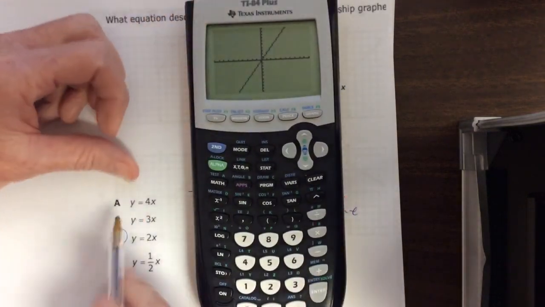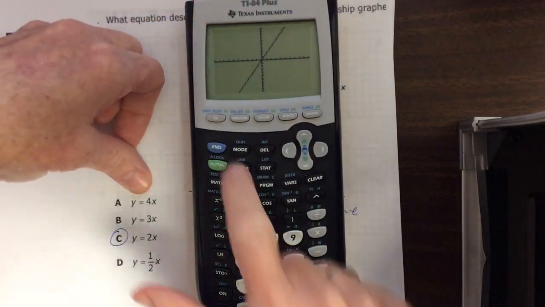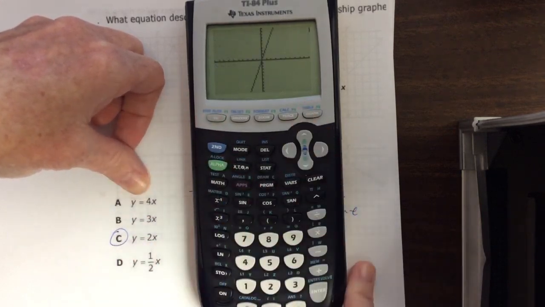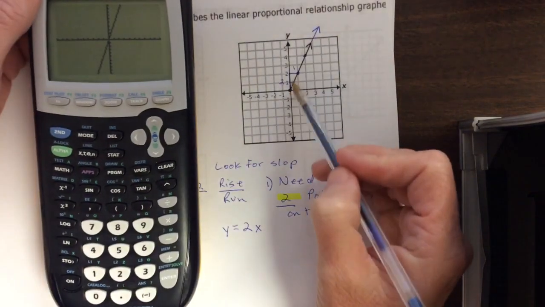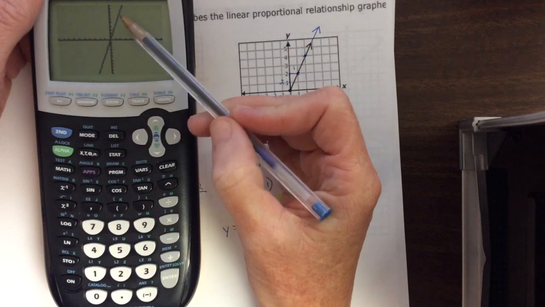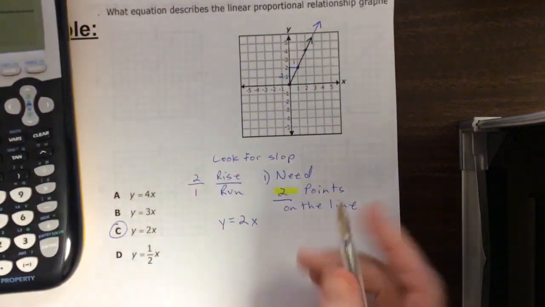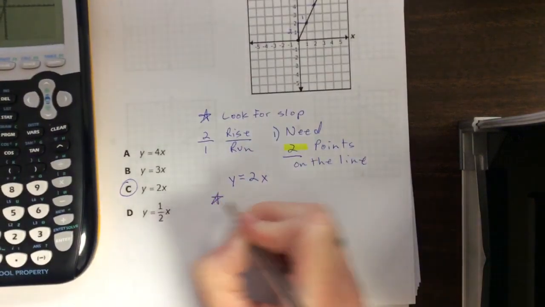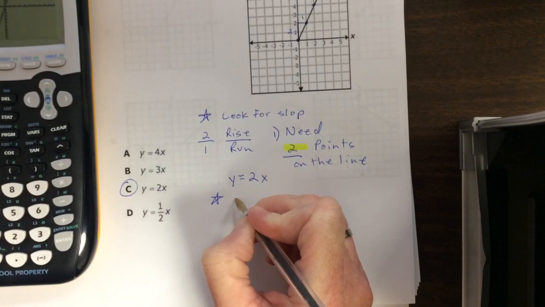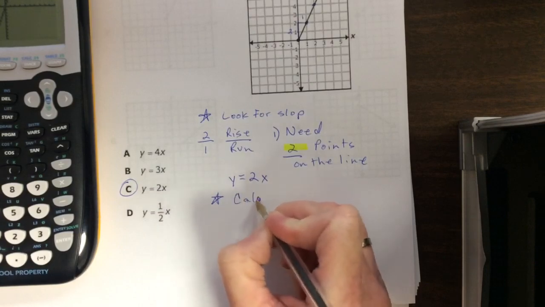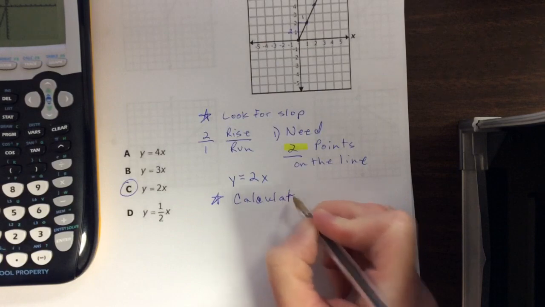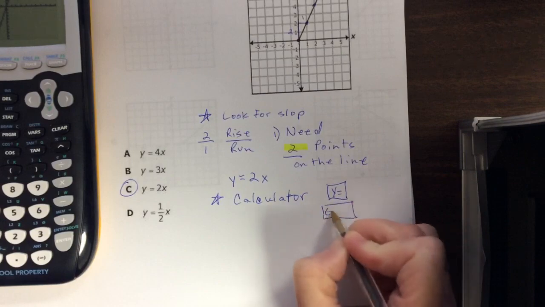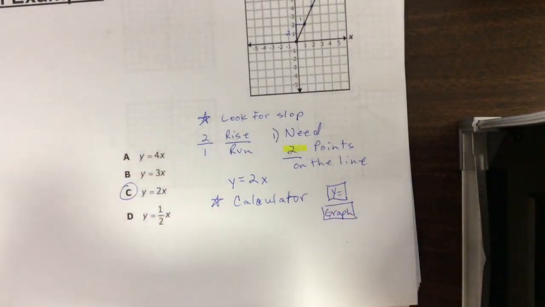Let's see what y equals 4x looks like. And you can see that this isn't working because it's much steeper. The line is steeper. But that is another method. I prefer this one. But like I said, you can also hit y equals and graph, and put in each answer.